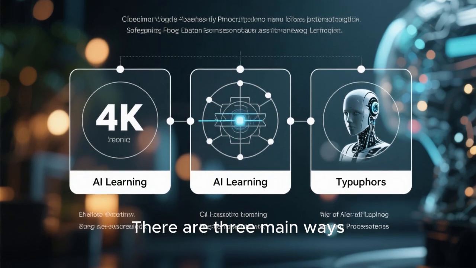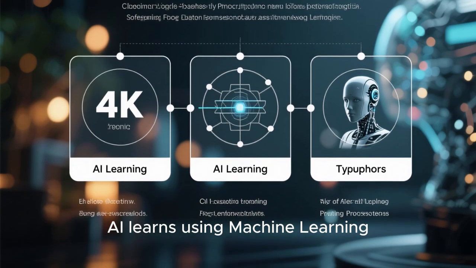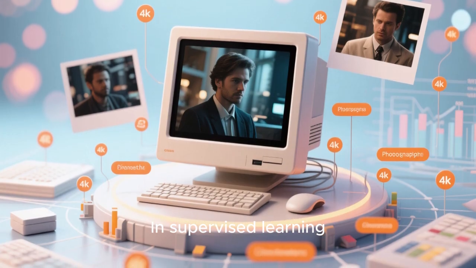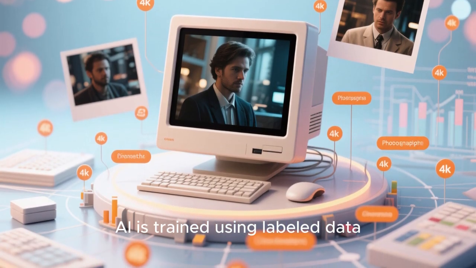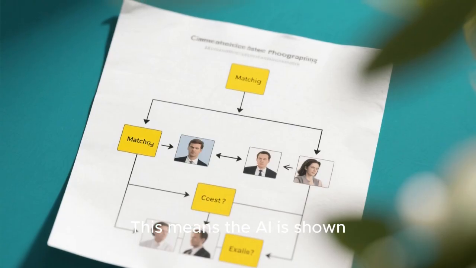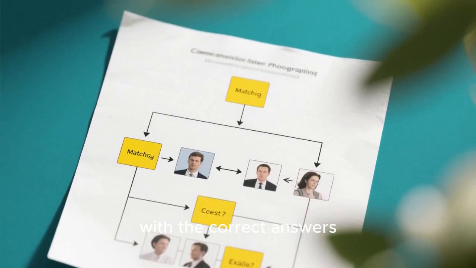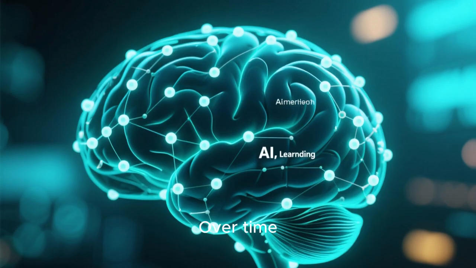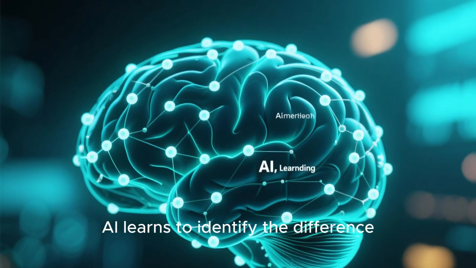There are three main ways AI learns using machine learning. The first is called supervised learning. In supervised learning, AI is trained using labeled data. This means the AI is shown examples along with the correct answers. For example, pictures labeled as cat or dog. Over time, AI learns to identify the difference.